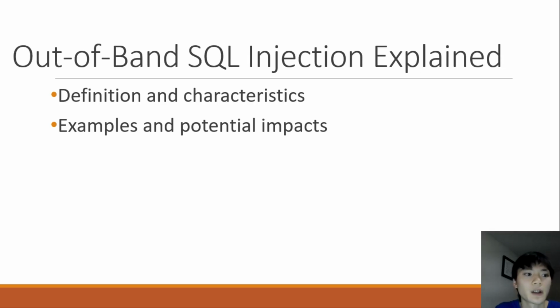And lastly would be the out-of-band SQL injection. Out-of-band SQL injection is a less common but highly effective method under certain conditions. This attack vector leverages the database server's ability to make external HTTP or DNS requests. For example, an attacker might insert code that causes a database to send data to a server that they control.